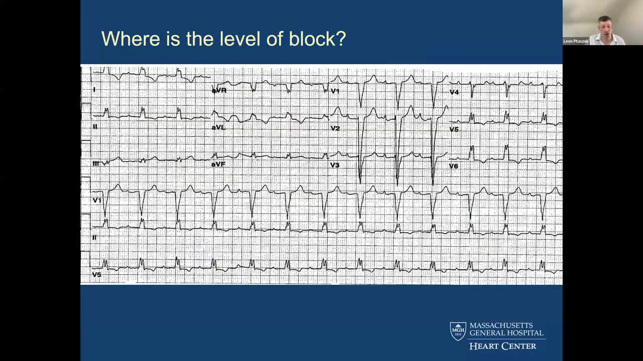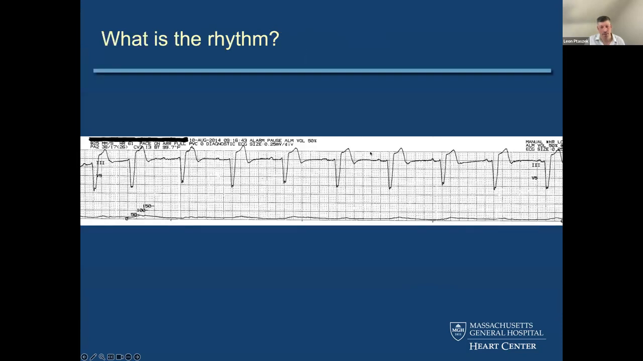And so then the next question is, where's the level of block here? Well, again, it's much of the same thing, right? Long PR interval, so disease within the compact AV node, as well as disease distal to the compact AV node, because you have this very wide QRS complex. So within and below the AV node here. And then how about this one?